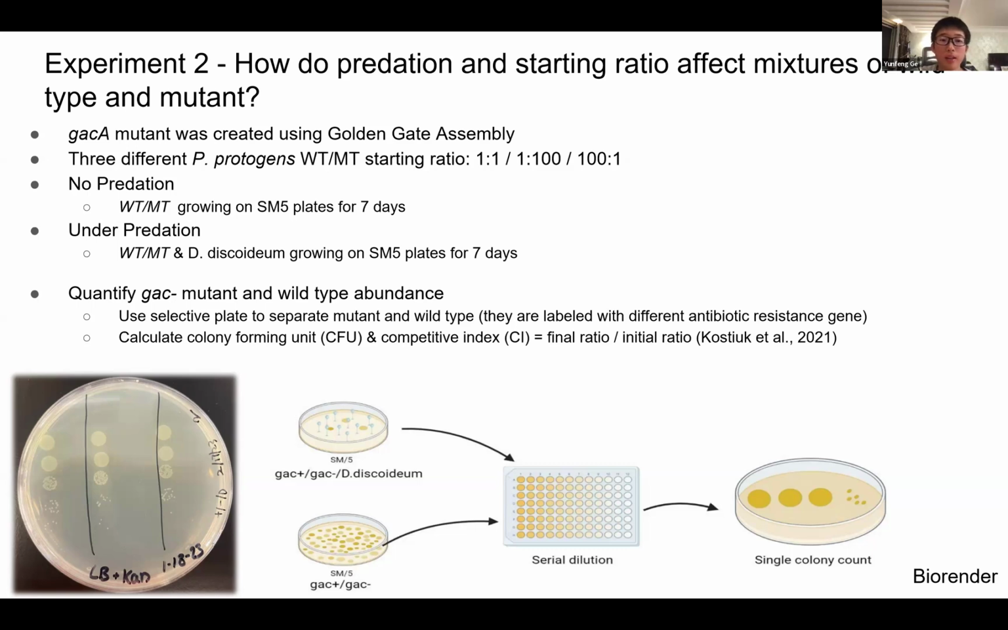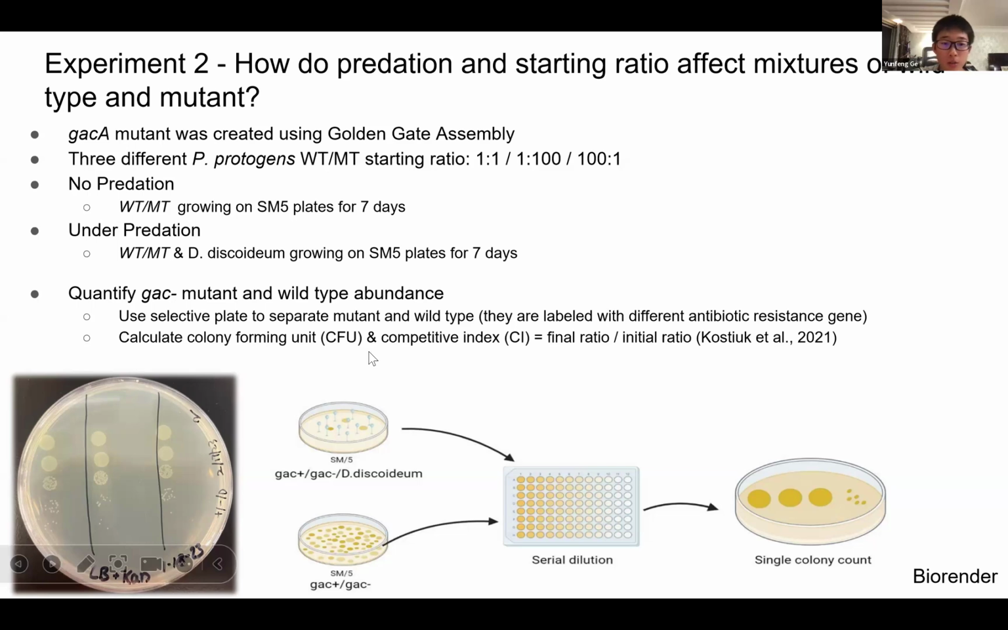And in this experiment, I was trying to test how predation and different starting ratios can affect the interaction of wild type and mutant in the same population. So I tested 3 different starting ratios, which are 1:1, 1:100, and 100:1, under 2 different conditions. One is no predation, one is under predation. And again, it's growing at room temperature for 7 days.